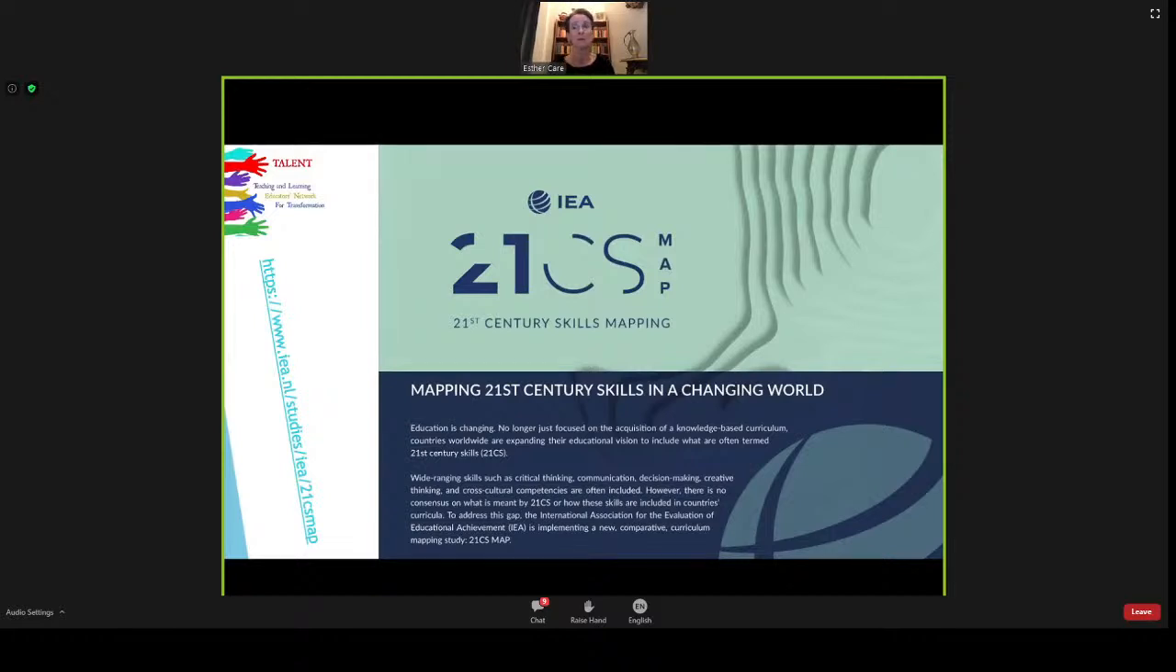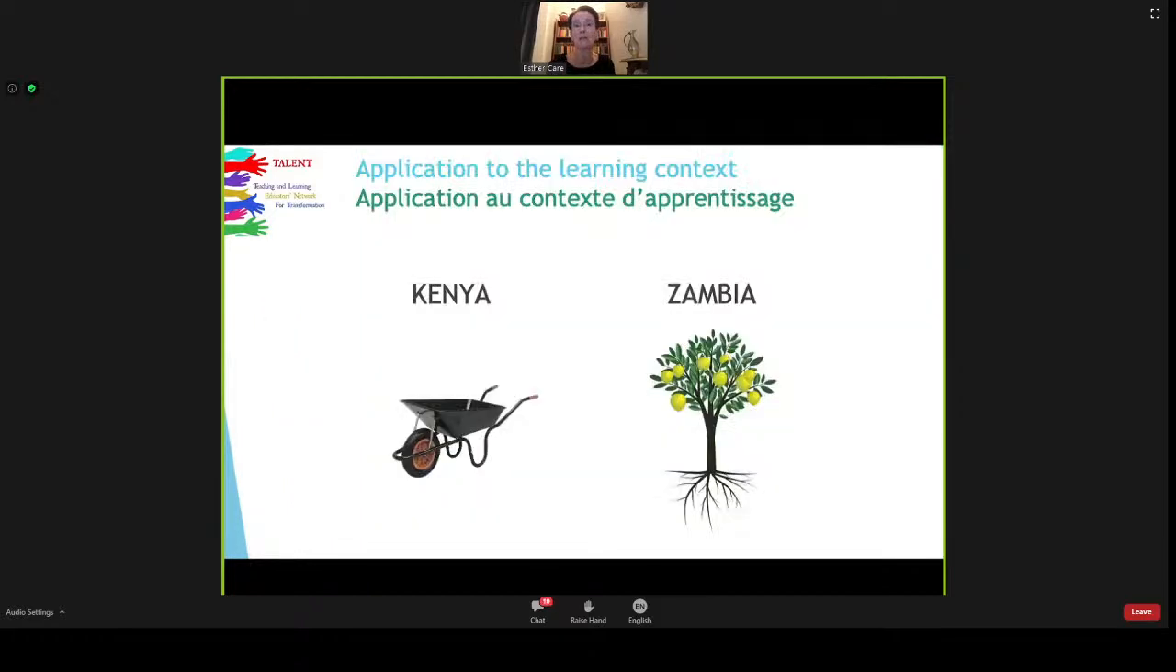So if you think that your country might be interested in this study, please have a look at the URL on this slide or contact me or IEA. This doesn't require countries to think about assessing their students. We're looking purely at different integration models to see how we can best think about curriculum integration.